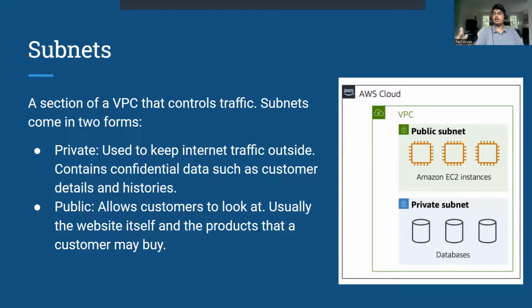Now let's talk about security, subnets. A subnet is a section of a VPC that controls what kind of traffic comes and leaves. They come in two forms: private and public subnets. A private subnet is used to keep any internet traffic outside, and these usually contain confidential data such as customer details and histories, things you don't want the general public to know or use.